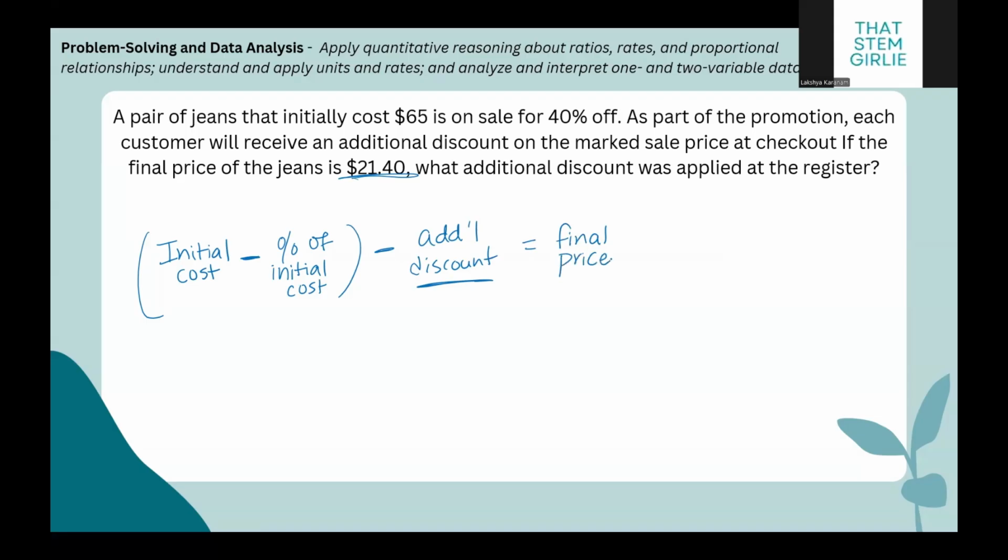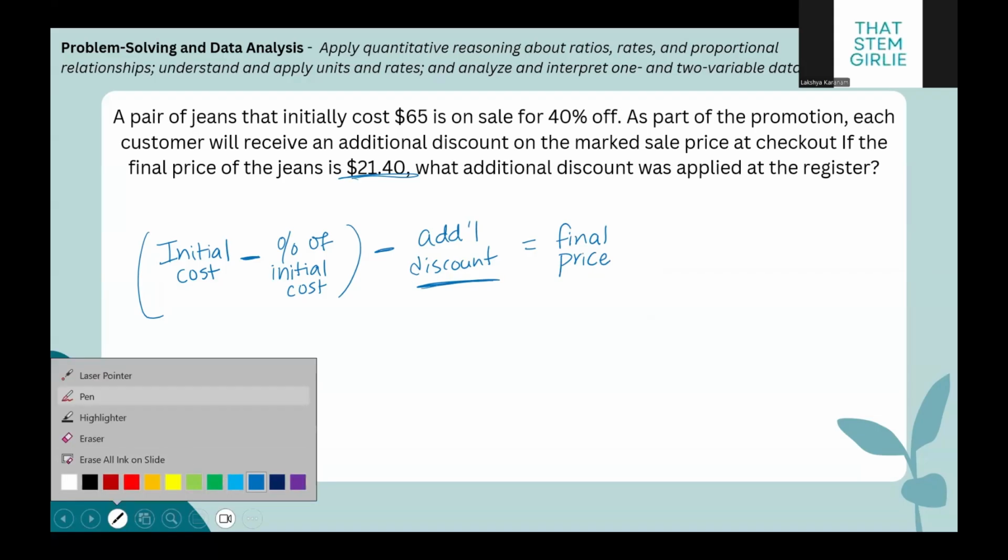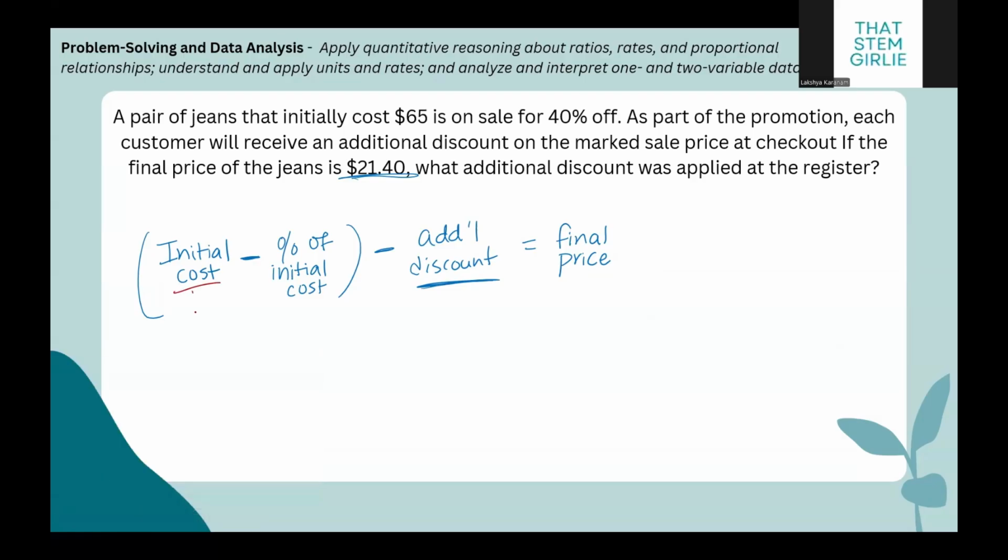Right? So we have basically all of this information except for the additional discount. So that's like our missing variable. So starting with the initial cost, what is the initial cost? $65. Wonderful.